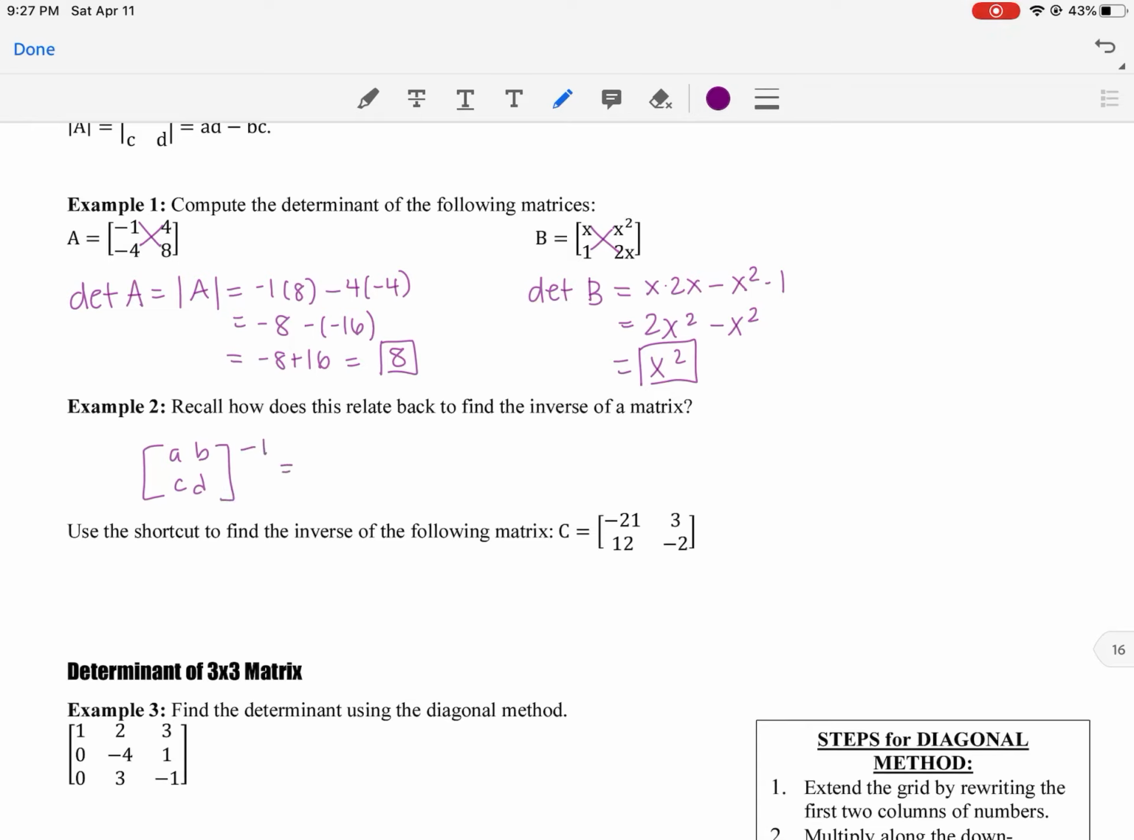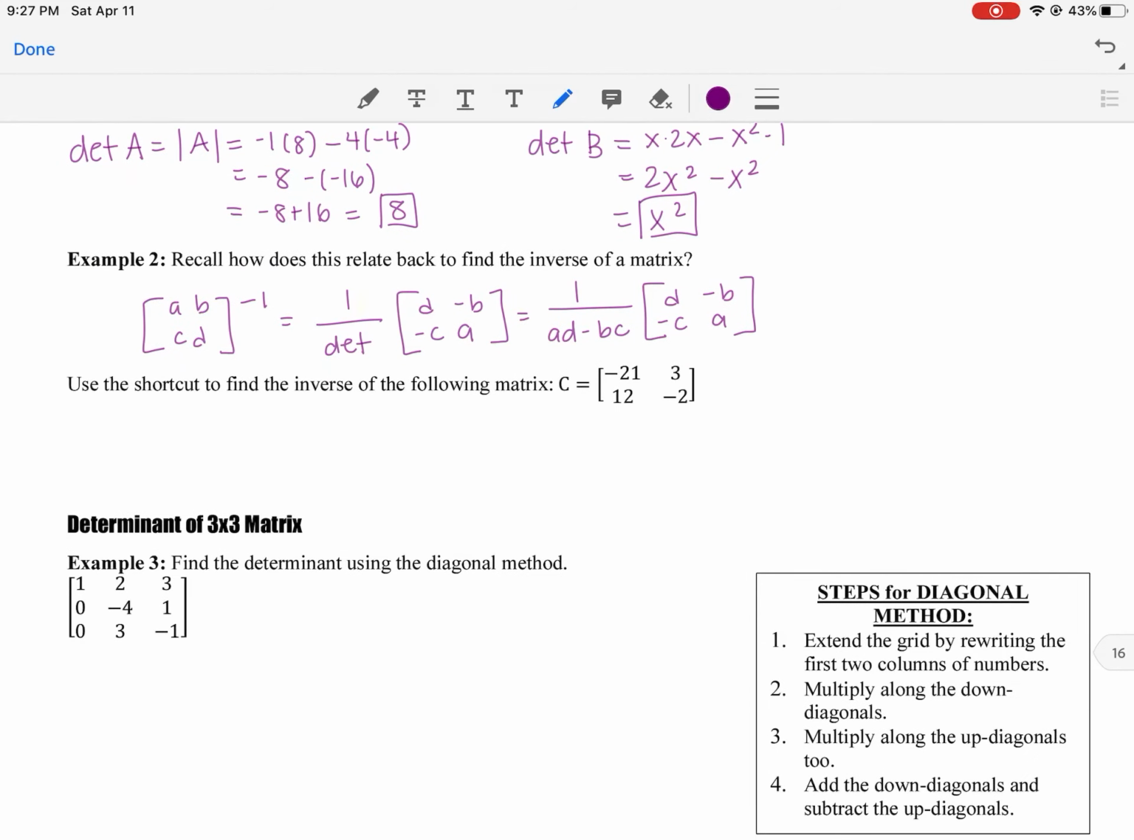So how does it relate back to finding the inverse of a matrix? Remember, if you had a matrix A, B, C, D, then the inverse of that is 1 over the determinant. And then what do we do inside here? We flip-flop A and D, and we change the signs of B and C. Another way to write that is 1 over AD minus BC times D, -B, -C, A. The signs don't change inside there. So why don't you go ahead and practice finding the inverse of this?